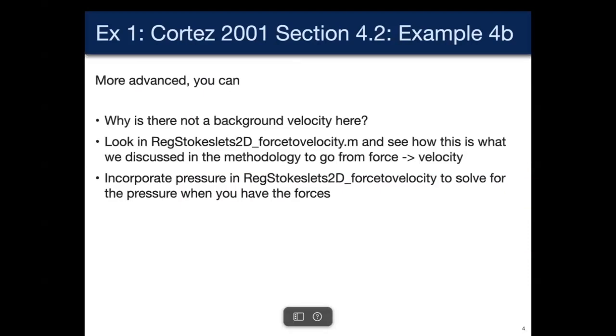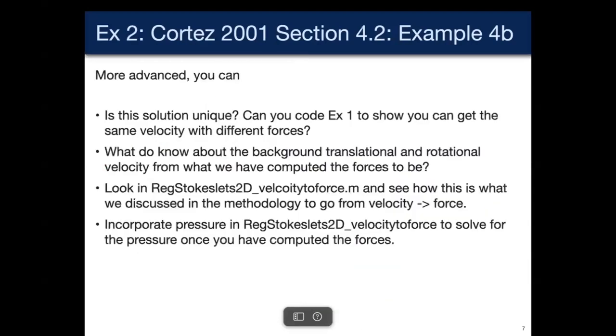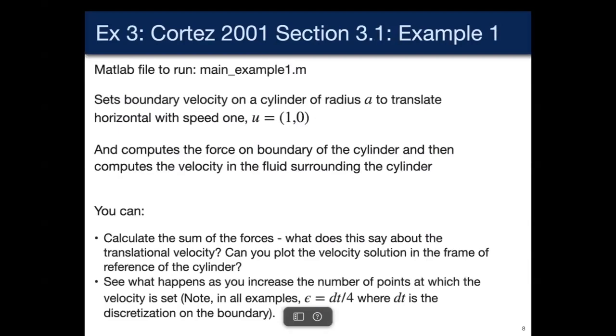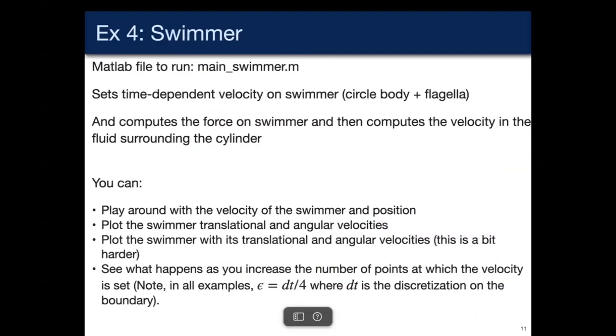And then there are some more thoughtful things to think about, or more complicated things to code up, for each example. I think there are 4 examples that I've done in 2D here. And then I have a swimmer, that's the example I talked about. That's not an example in the paper, but it's nice because you can see something time dependent: I'm setting a velocity on the body and the flagella, and then it computes the forces on the swimmer and then computes the velocity in the fluid.